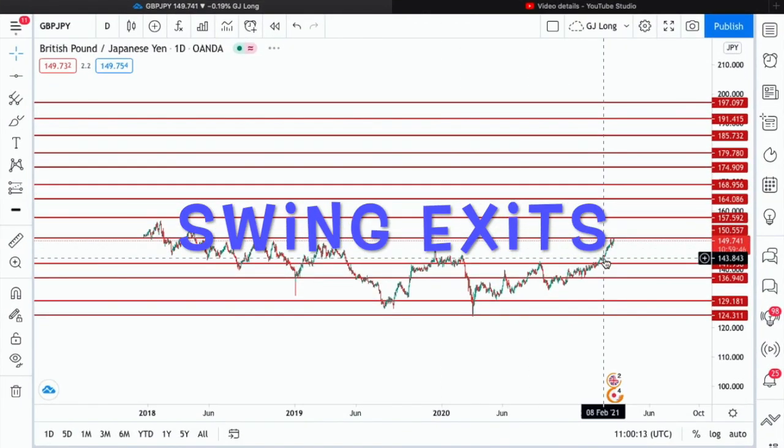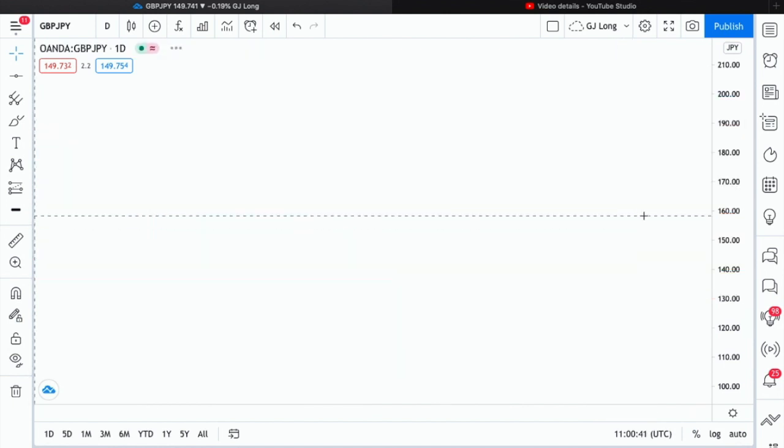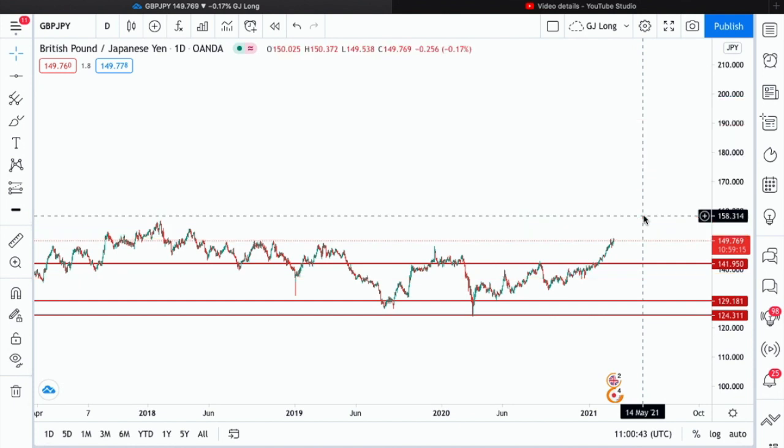Okay guys, as a swinger, after drawing your support and resistance levels on your daily time frame, you must know that those levels are your targets. As much as we can focus on smaller time frames for breakouts, we can also find them on the bigger time frame. So as a swinger, you also wait for certain levels to be broken. If you are following GBP JPY, you will wait for a breakout to happen above here, a retest, and then a continuation.